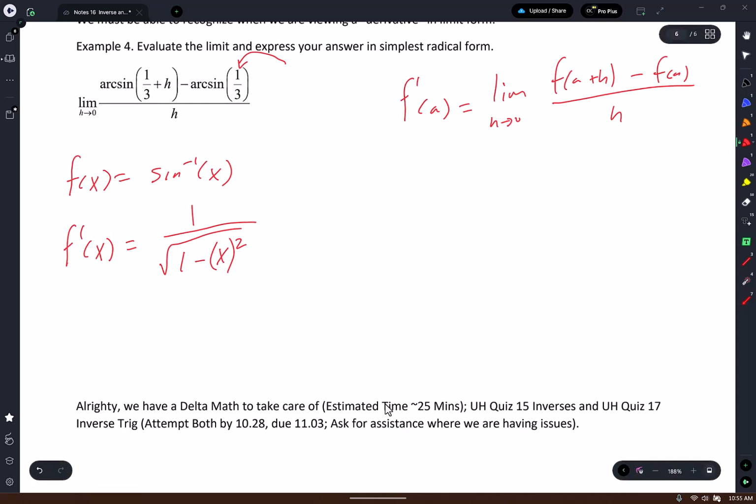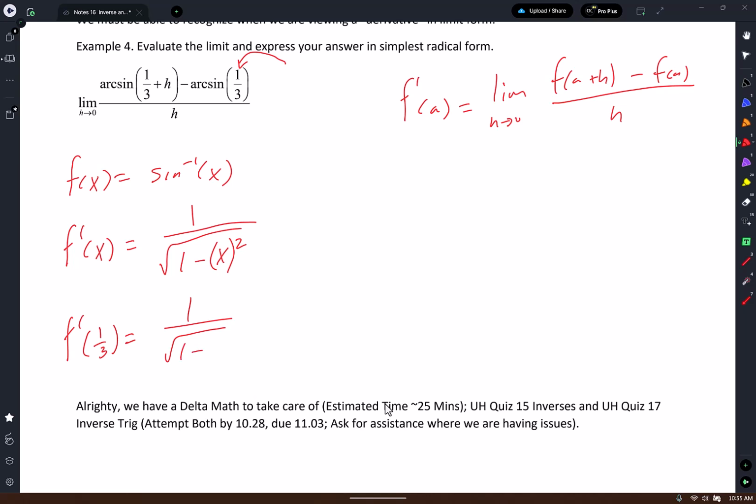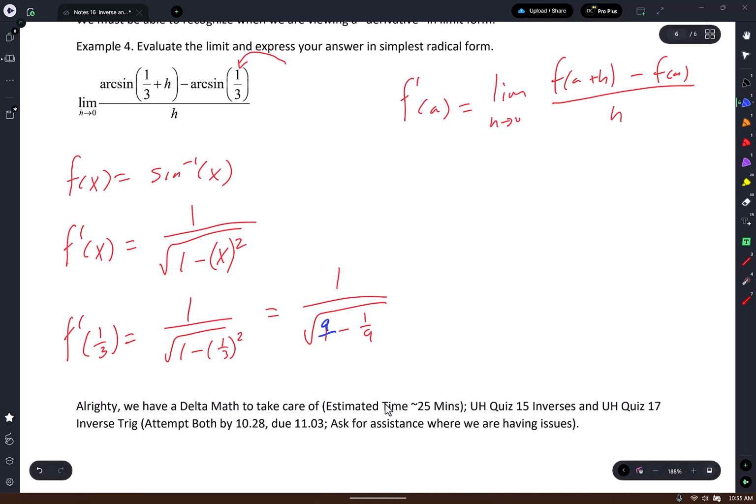Okay. Here we go. F prime evaluated at 1/3. 1 over square root of 1 minus 1/3 close it squared. You're done with calculus. You're just doing arithmetic. No calculators. 1 over square root of 1 minus 1/9. Are we still okay? Yeah, that 1 turned into 9 over 9. Yeah, you're perfect. If you can see it, you don't need to do that.